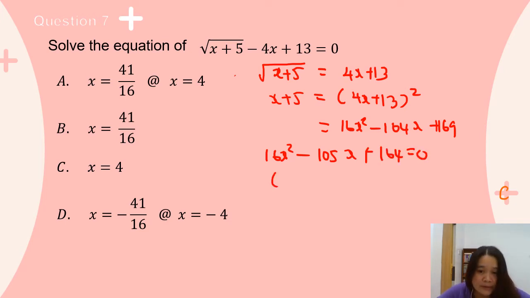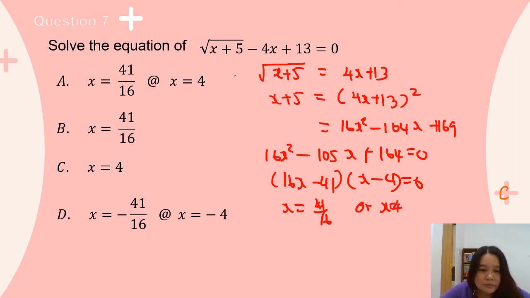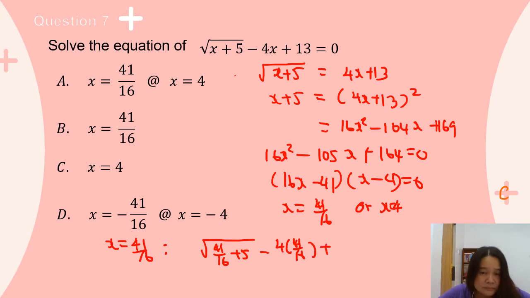So you factorize. So you get x equal to 41 over 16 or x equal to 4. So to check, you have to check when x equal to 41 over 16. So you substitute into the given equation. So you will notice that you will get 11 over 2, which is not equal to 0. So that means 41 over 16 is not the answer. So this one definitely is not the answer.